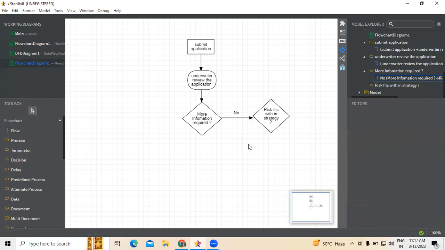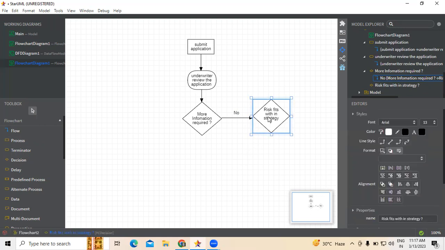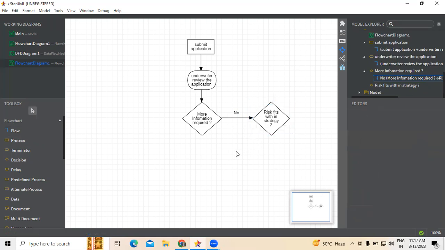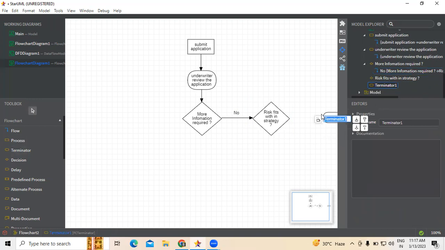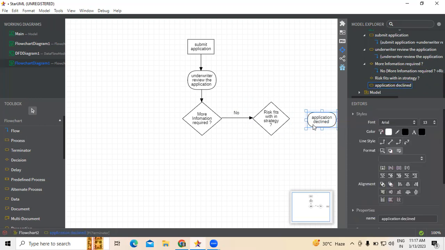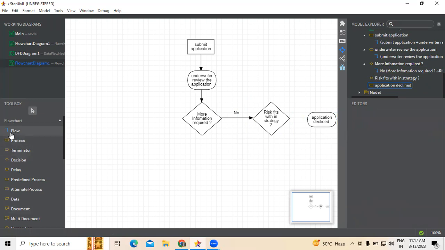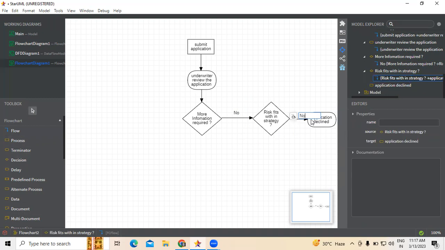Now, for example, if the risk is not within the strategy, what have we implemented? Automatically, the application will be declined. Application declined means if it fails to meet the risk strategies, automatically it will get rejected. Right? So if it is no, automatically it will get rejected.